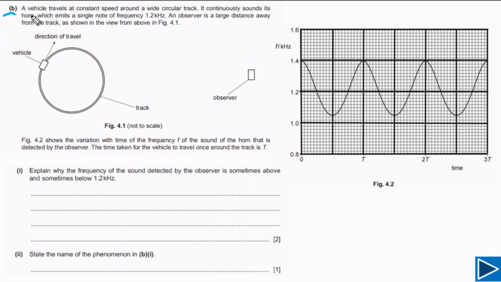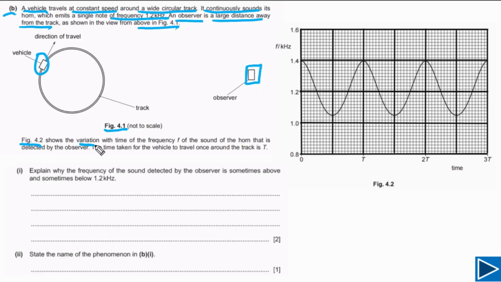For part B, it is given to us a vehicle travels at a constant speed around a wide circular track. It continuously produces sound and the frequency of the sound is 1.2 kilohertz. There is an observer who is standing at a large distance away from the track. And this is shown in figure 4.1. So here is figure 4.1. In this figure, you can see this is the vehicle and it is traveling around a circular track. An observer is standing somewhere here.